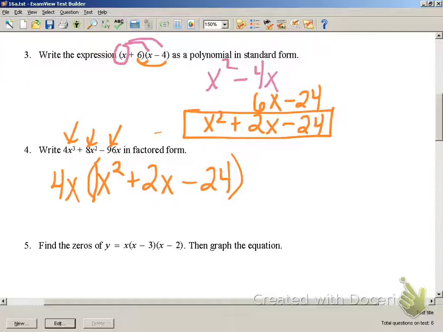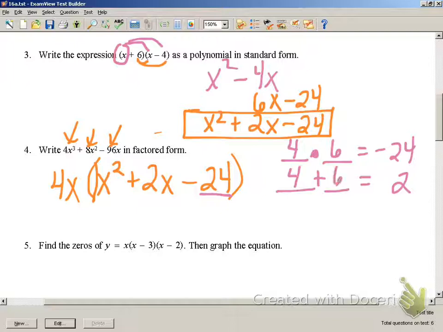Now, are we finished? No. We have a trinomial. We need to look to see if it'll factor. What two numbers can I multiply together to get negative 24, and what same two numbers can I add to get positive 2? 4 and 6, 6 and 4. Either way works. But we've got to have one of them as a negative.